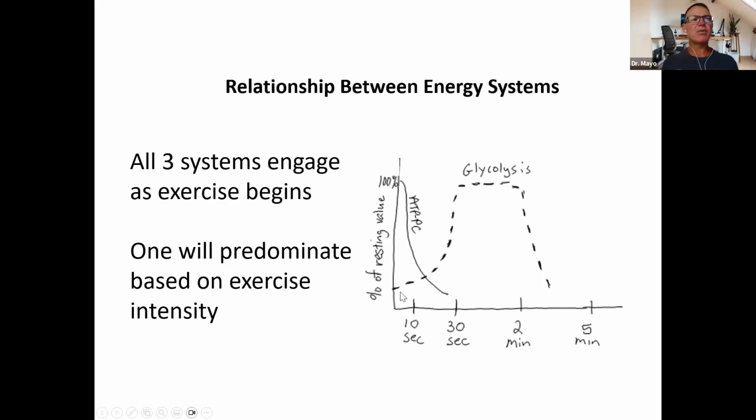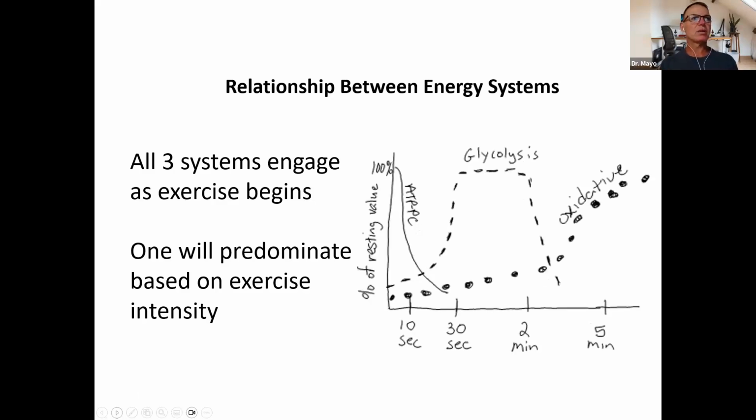And then at some point you find your pace for the 5K that you're going to run, and that's when the oxidative system gears up, because the 5K is primarily aerobic in nature. But you use all three of these.